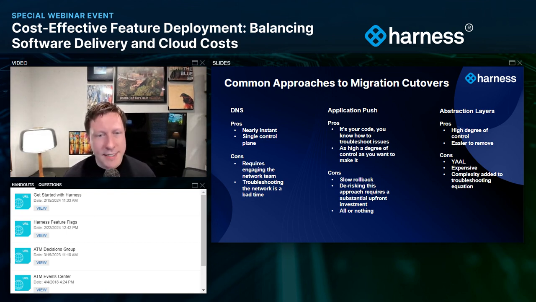So we have DNS. Everybody loves DNS, but the pros of cutting over systems: nearly instant, single control plane. The cons with this is that it's DNS, but more specifically, it requires engaging the whole network team and then troubleshooting the network. It's a bad time, right? So it's either kind of a go, no-go kind of thing, very large blast radius.